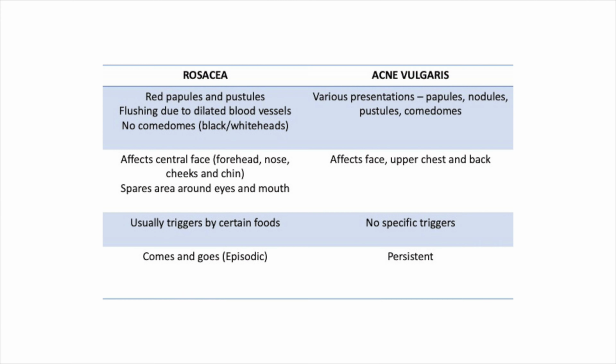So how do you differentiate rosacea from acne? Well, firstly, the lesions in rosacea typically do not have the blackheads or open comedones that you normally see in acne. At the same time, the distribution of lesions in rosacea is different from that in acne. In rosacea, the lesions typically affect the central face, including the forehead, the nose, the cheeks, as well as the chin. Whereas in acne, the lesions are more widespread in nature. The areas around the eyes and mouth in rosacea are also spared.